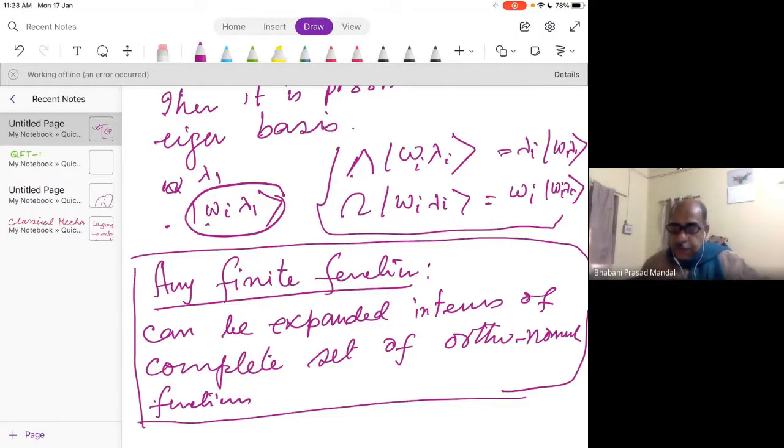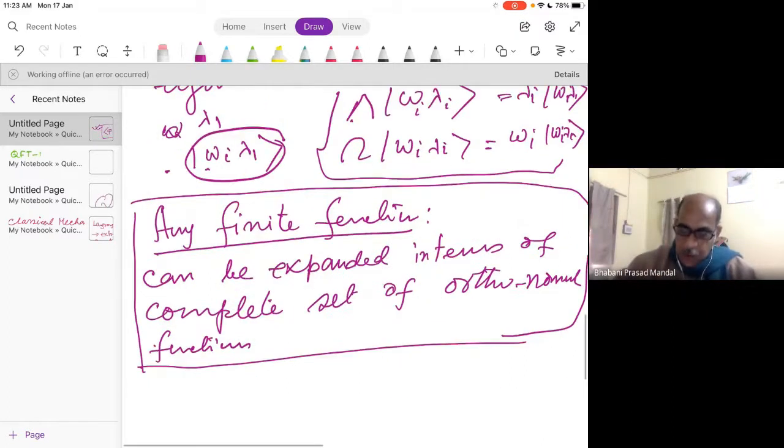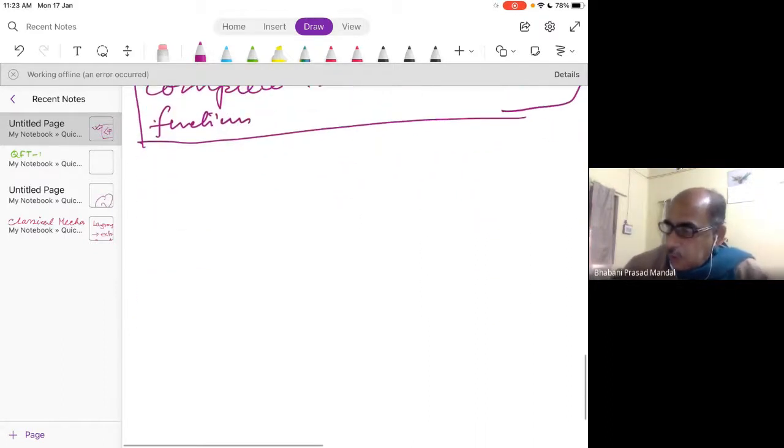So let me solve a problem from R. Shankar's book. It is an exercise problem, not a solved problem. So pay attention. It illustrates all the concepts I am saying. Let me explain the problem first. Consider the following operators.